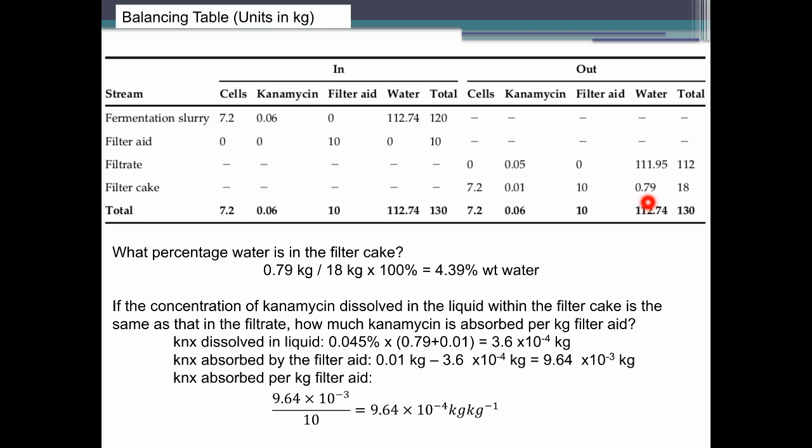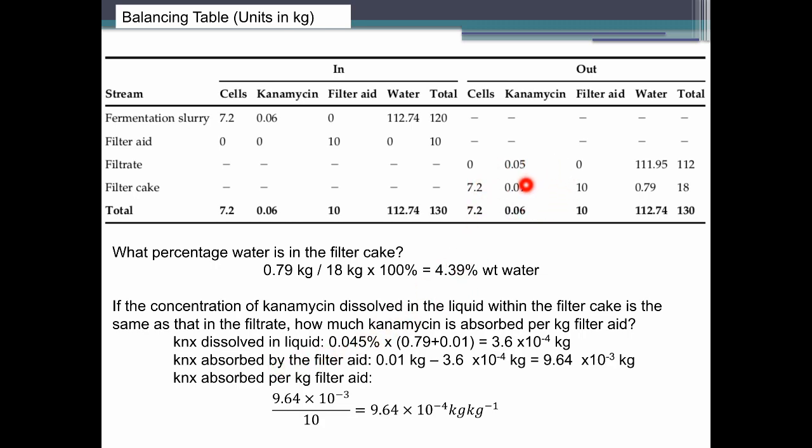So the filter cake also contains water, remember. So if you add that with the amount of kanamycin, because kanamycin is considered liquid, it's dissolved in the liquid portion. So you add it. So what is 0.045% of that? So you will expect that the amount of kanamycin dissolved in the liquid is 3.6 times 10 to the 4th. However, from our balance, the kanamycin should be 0.01.